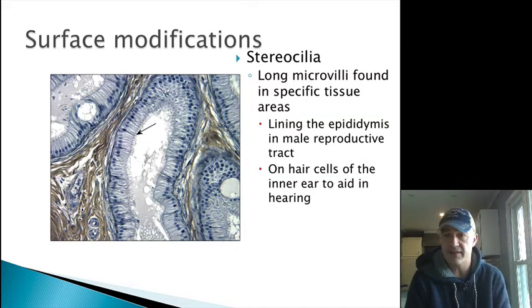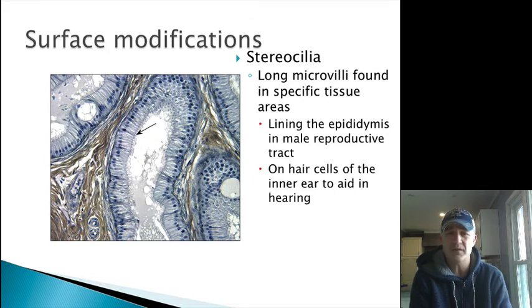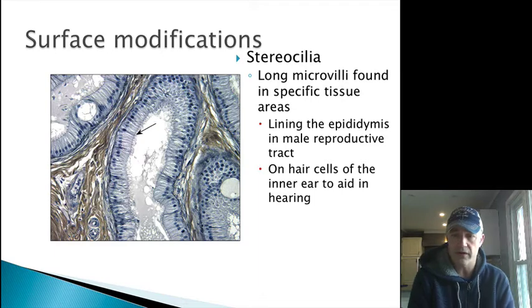There is some specialized types here called stereocilia. These are long microvilli. Place most common to see these is actually in some of the inner parts of the ear, where your vestibular senses and your hearing senses are present.